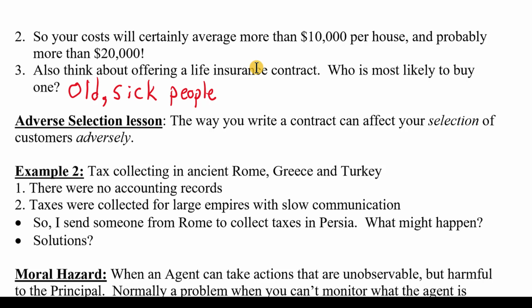So when the terms of the contract are more likely to bring in a bad type of people who are more likely going to be the ones who want to sign your contract, this is adverse selection. So it's the idea that sick people are more likely to want health insurance, people with bad teeth are more likely to want dental insurance. The way you write a contract can affect your selection of customers in an adverse or in a bad way.